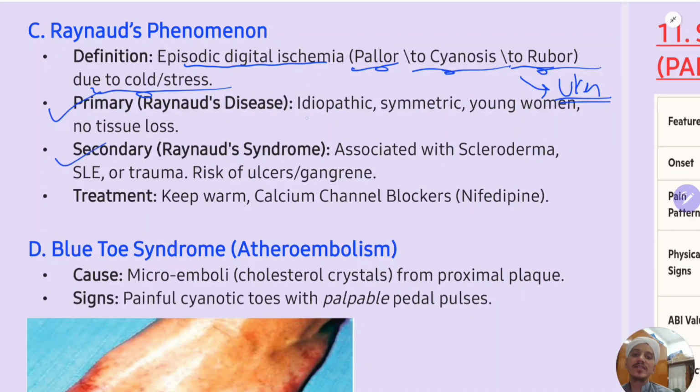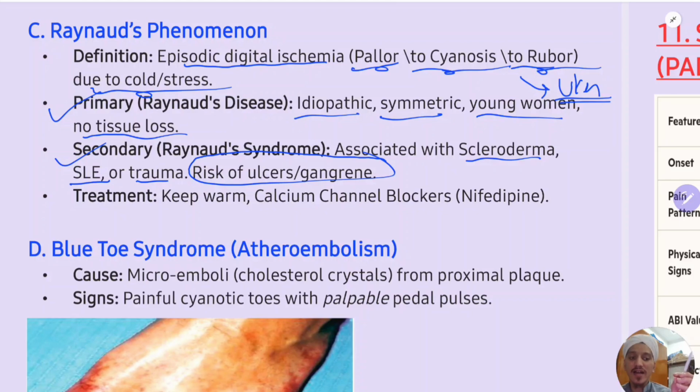Primary Raynaud's is when you don't have any disease; it is idiopathic in nature, symmetrically present, and affects young women. There is no tissue loss, meaning no ulcer, no amputation. Secondary Raynaud's syndrome is associated with some connective tissue disorder like scleroderma, SLE, or trauma. So there is more risk of ulcers and gangrene in this. Remember, secondary Raynaud's syndrome patients are prone to ulcers and gangrene, but primary Raynaud's syndrome patients are not prone to ulcers and gangrene. That is the differentiation between primary and secondary Raynaud's phenomena.